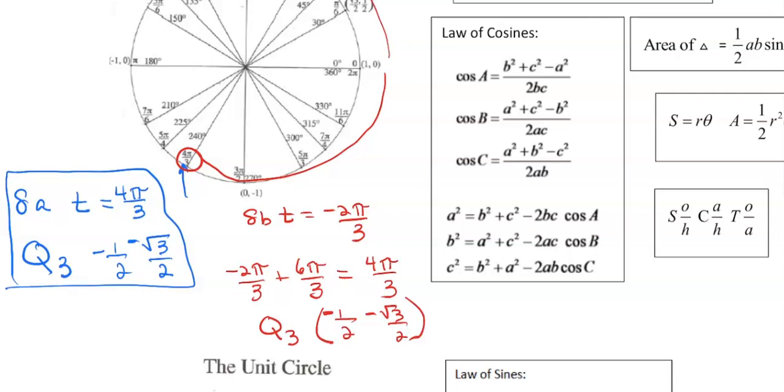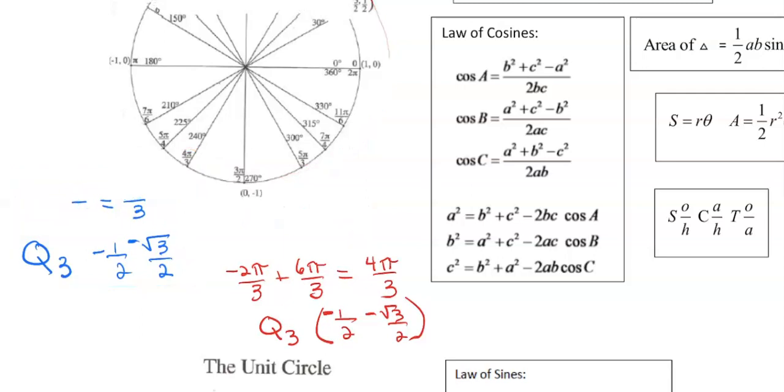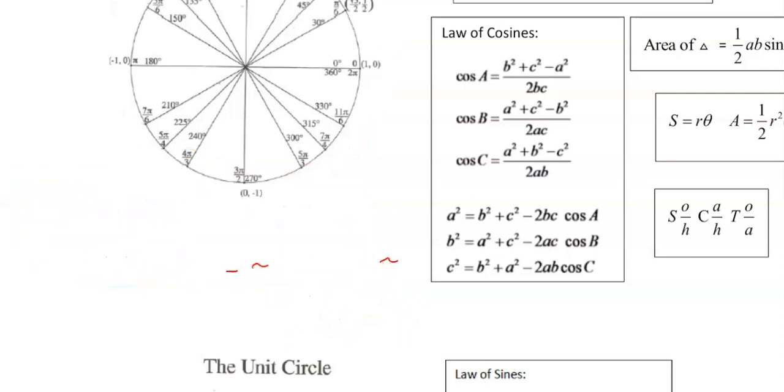Okay, let's do 8C. So I'm going to write this down here. 8C looks like this. They are telling me that the angle is, and this is 8C, t equals 7 pi over 4.